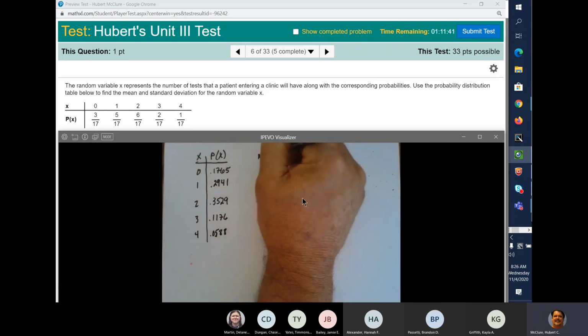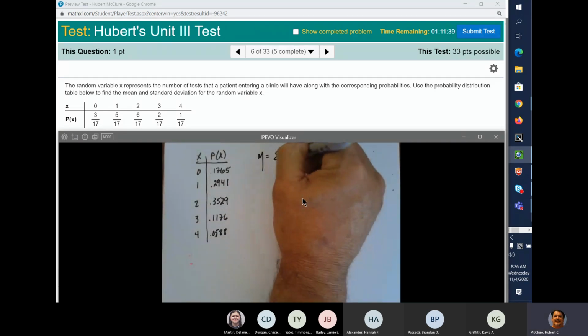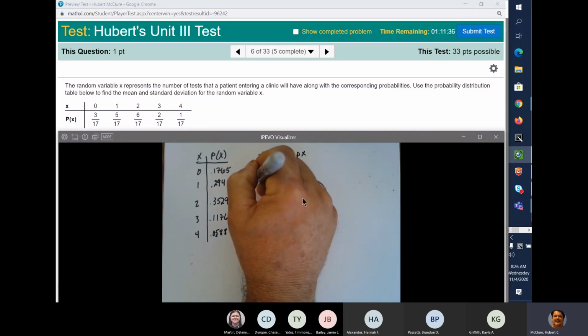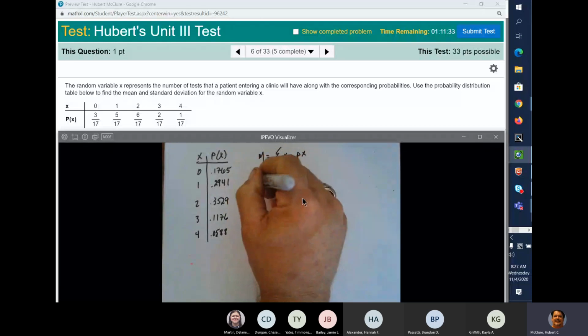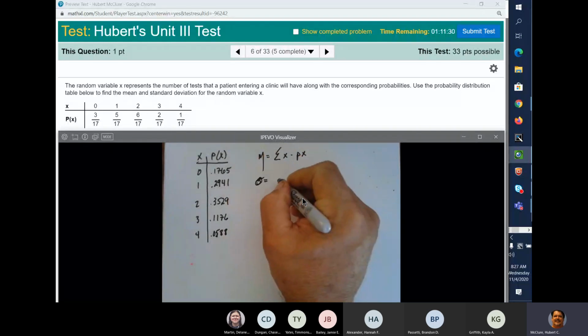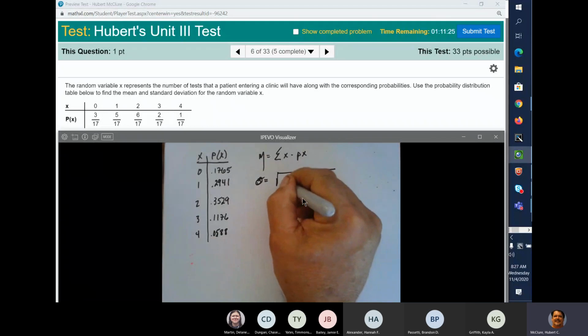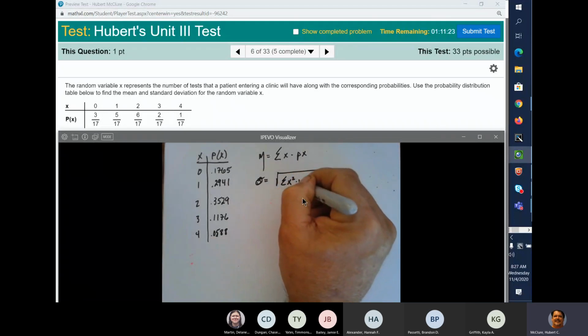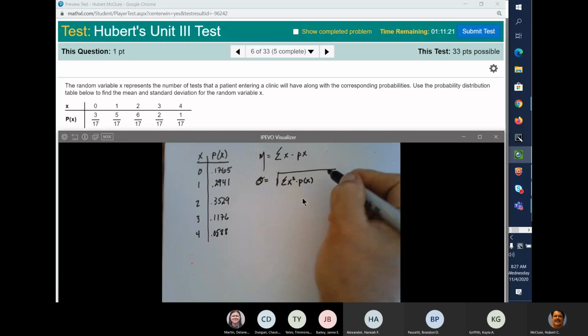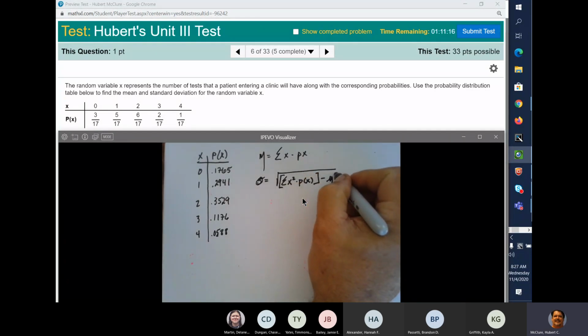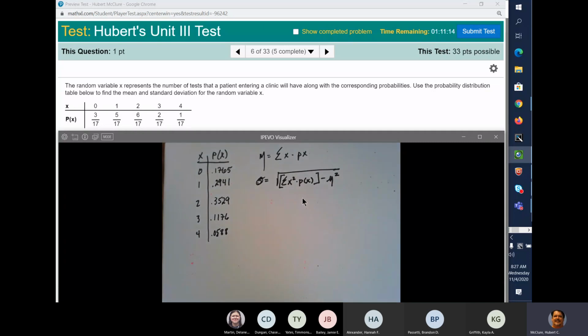Mean is equal to the summation of x times p of x. And the standard deviation, sigma, is equal to the square root of the variance, which is the summation of x squared times p of x, in brackets, minus the average squared. Now, we did this in class, so don't act like you've never seen it before.